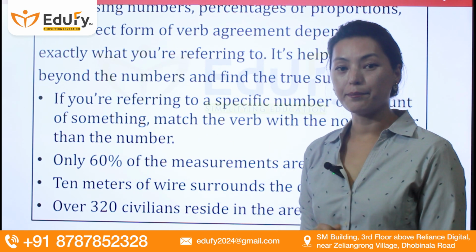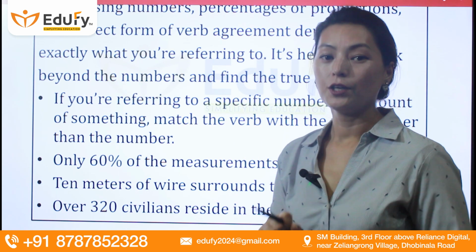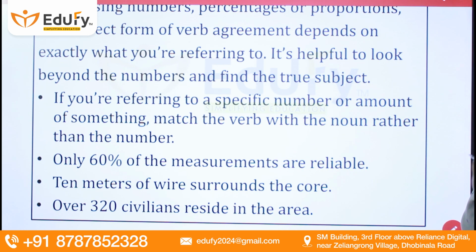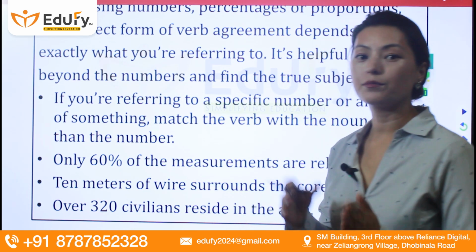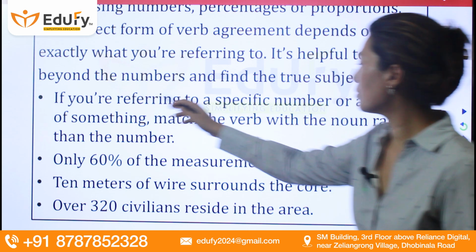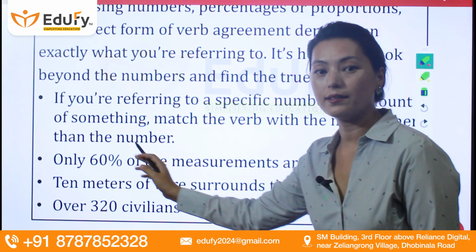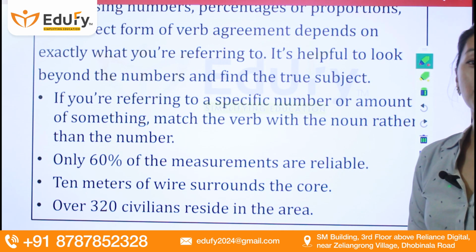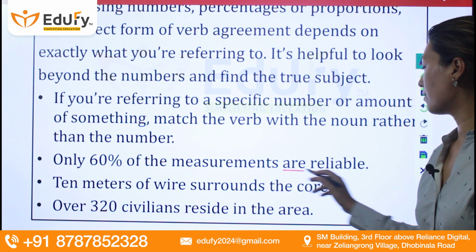So if you're particularly referring to a specific number of something, an exact number is not being quoted. If you're talking about proportions, let's say, then that means you will have to refer to the subjects. But here they're saying if you're referring to a specific number, amount, or something, match the verb with the noun rather than the number. So let's take a look at this sentence. Three sentences are there for your understanding. Only 60% of the measurements are reliable.